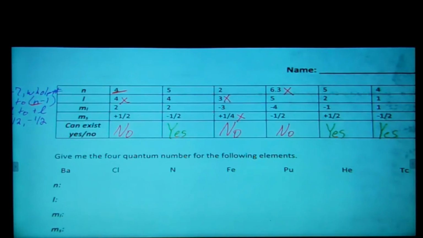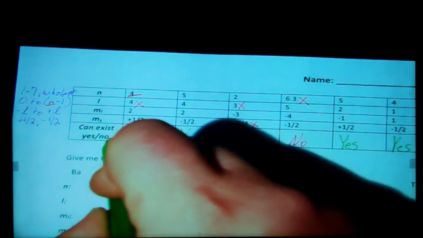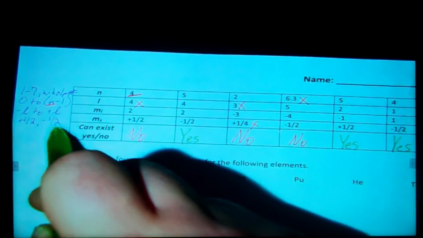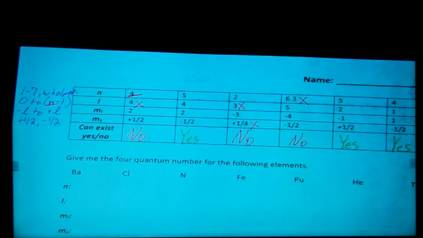So remember, if you're determining whether or not they can or cannot exist, use the range estimate. It's that simple, okay?